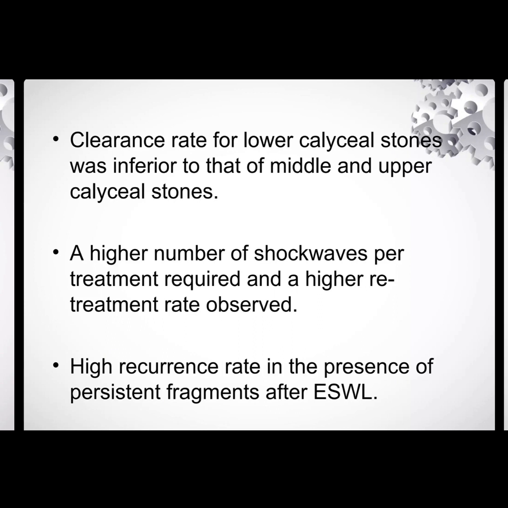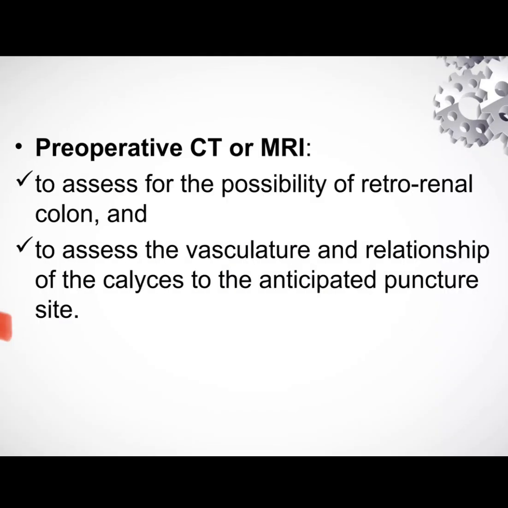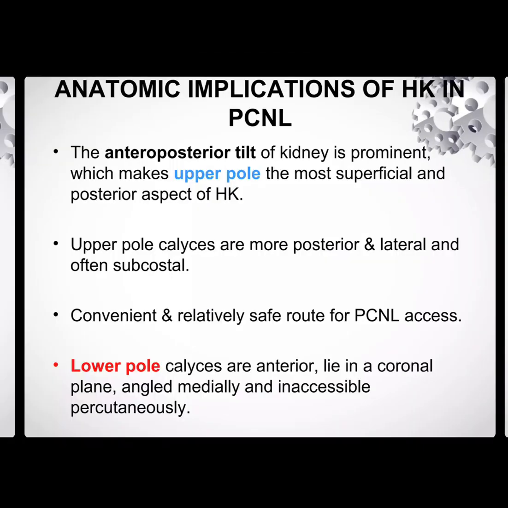Technical implications of horseshoe kidney and PCNL. The anterior-posterior tract of the kidney is prominent, which makes the upper pole the most superficial and posterior aspect of the horseshoe kidney. That's why our main target in horseshoe kidney is the upper pole, and that is the posterior pole, like that's shown in the picture.